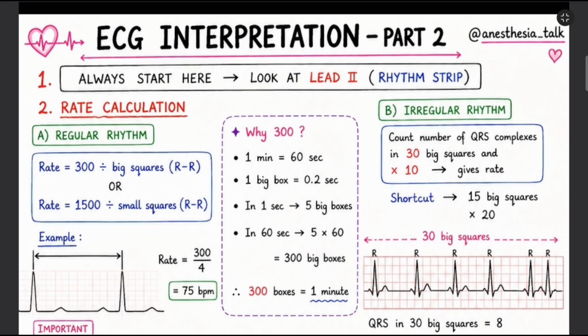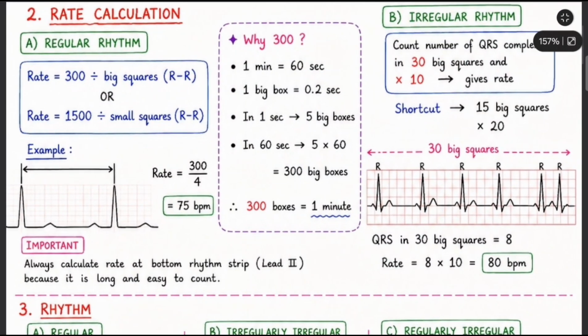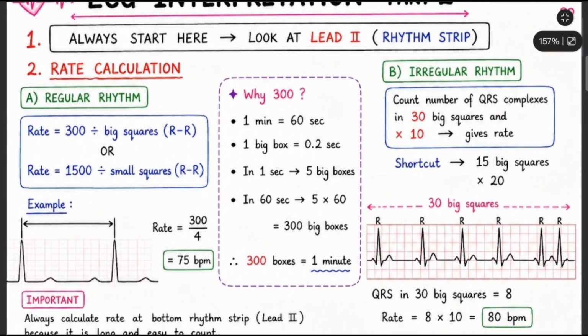Before doing anything else, always start by looking at lead 2, which is usually the rhythm strip printed at the bottom of the ECG. Why lead 2? Because it's the longest continuous recording. It makes rhythm assessment much easier and allows accurate heart rate calculation. So remember, always start with lead 2.